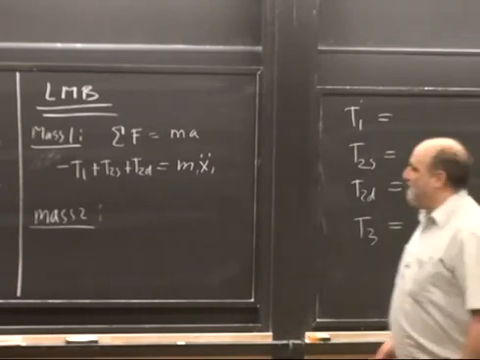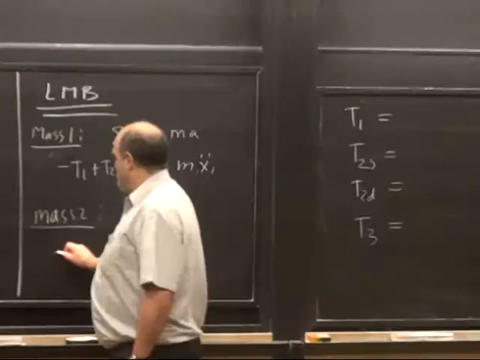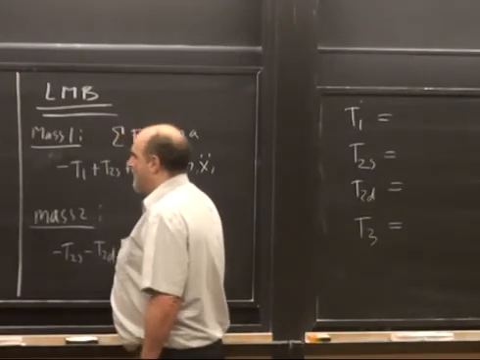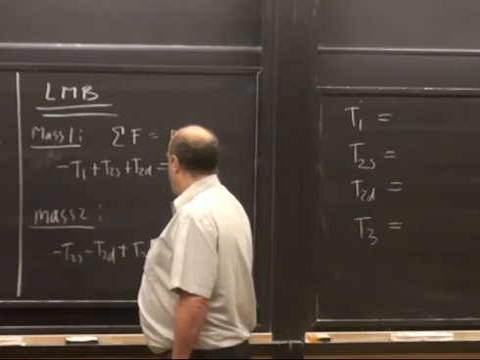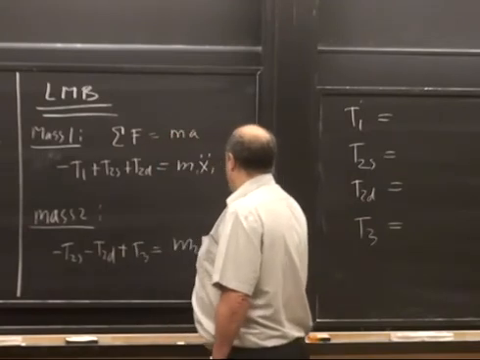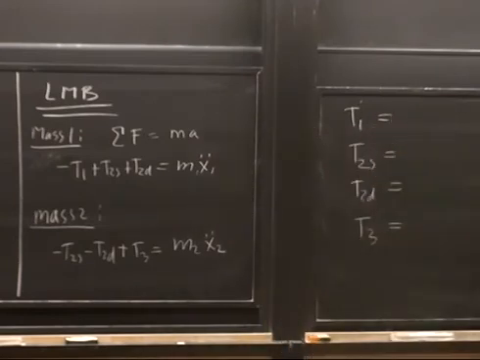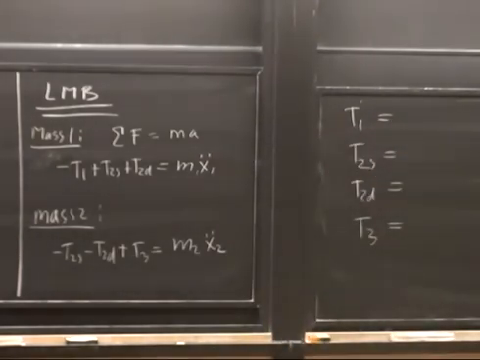So now you can write the second one down for mass 2, which is minus T2s minus T2 damper plus T3 equals M2 x2 double dot. And then we can fill in these tensions. This is the hard part, getting the signs right on these tensions.